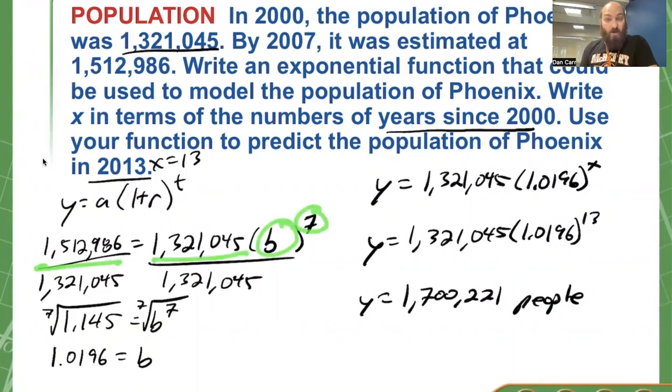Okay, so again, as a quick reminder, we're going to use this idea, the initial amount, the amount after 7 years. We can use that to solve for B and then use that for our model of the scenario. After that, we can use that to make our predictions.